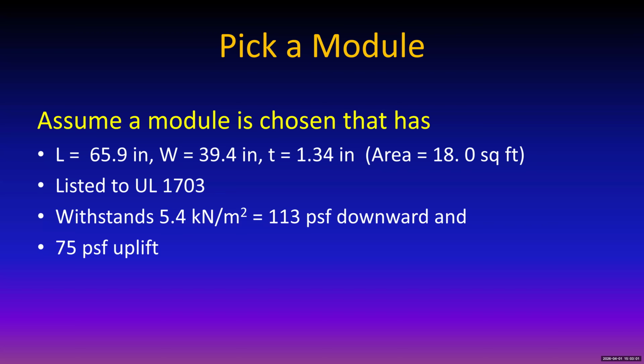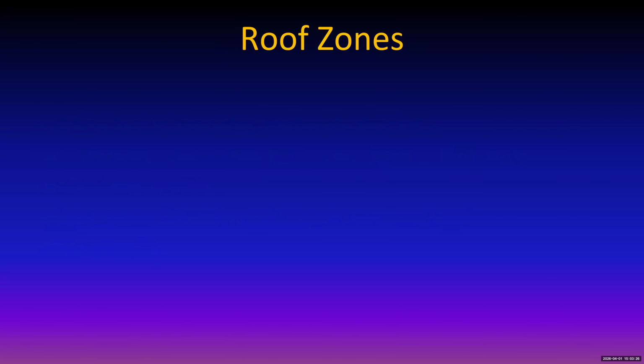75 pounds per square foot uplift, and there are some wind zones that we'll see about later where this module won't work. But in most areas, and certainly wherever the wind velocity is less than 140 miles an hour maximum wind, the 75 pounds per square foot uplift is more than enough to handle it.